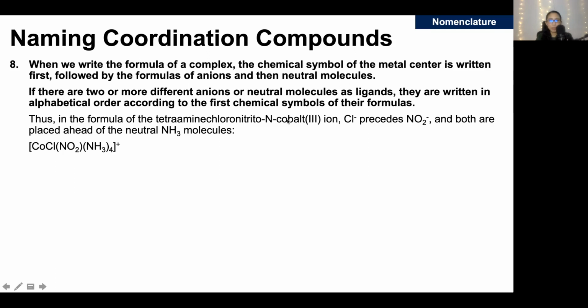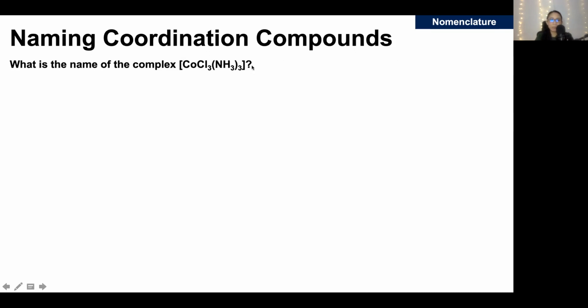So the charge of your metal center is given in the name. You know that chloride has a charge of -1. Nitrite has a charge of -1 as well. Okay, ammonia is neutral. So those are the rules that we must follow in writing the names or the chemical formulas of our coordination compounds.